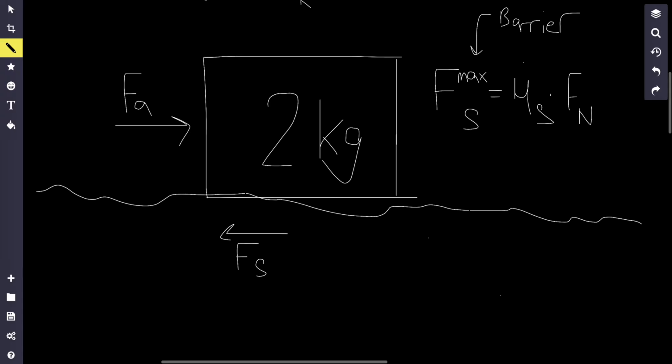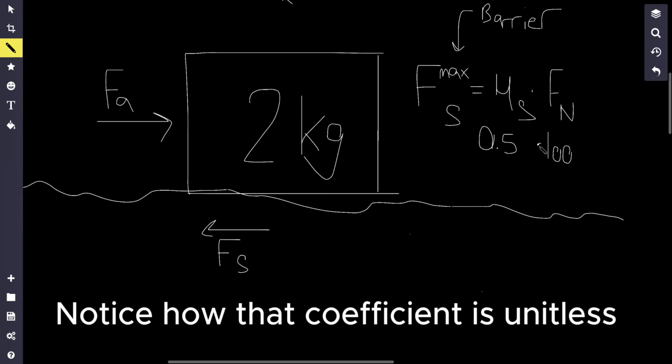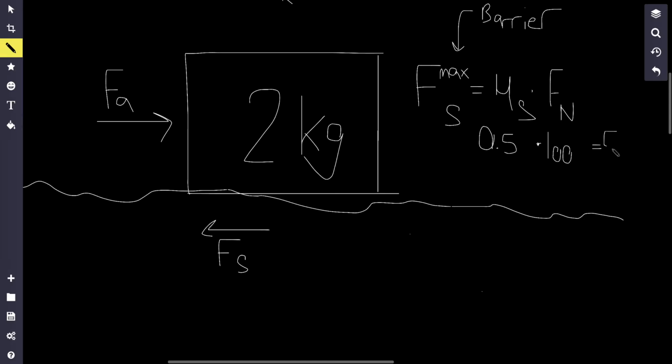So in this case, if my coefficient of static friction is, let's say, 0.5, and my normal force is, let's say, 100, 0.5 times 100 is equal to 50. And because this is a force, it's going to have the units newtons.